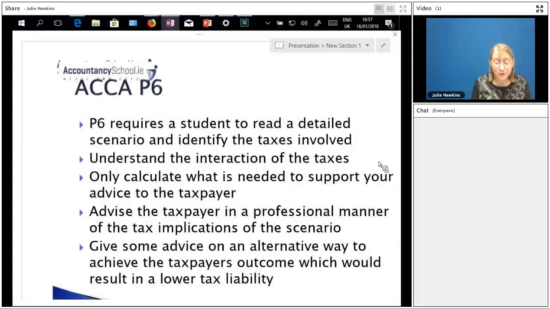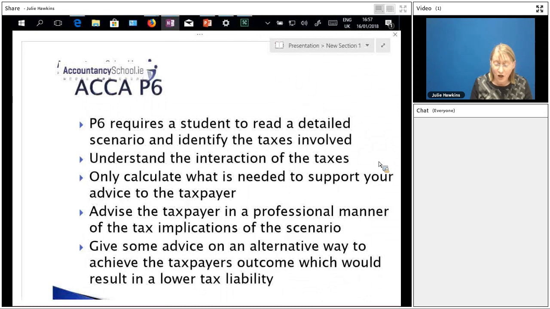Also, you won't be doing major calculations. You will only need to calculate what you need to support the advice that you're going to give to your taxpayer. You're required to advise the taxpayer in a professional manner of the tax implications of the scenario that's being presented to you. So you have to be able to do a very professional answer. Question 1 has 4 professional marks for this. So you can't be using text language. You have to present the answer in a very professional manner in either a letter or a memo.